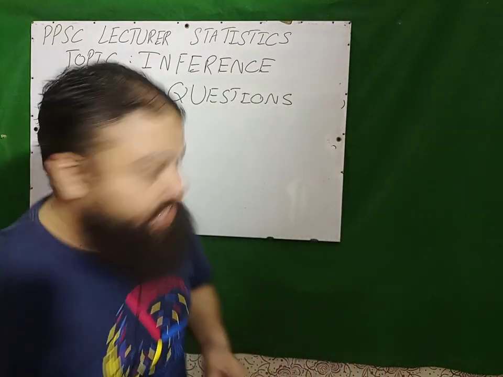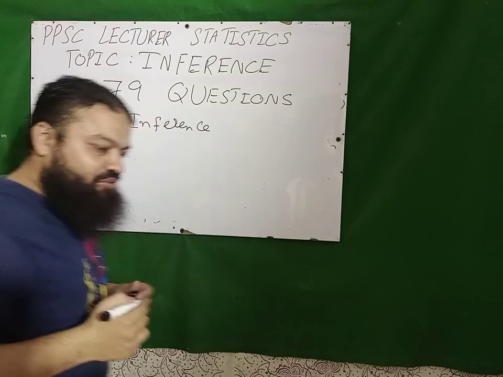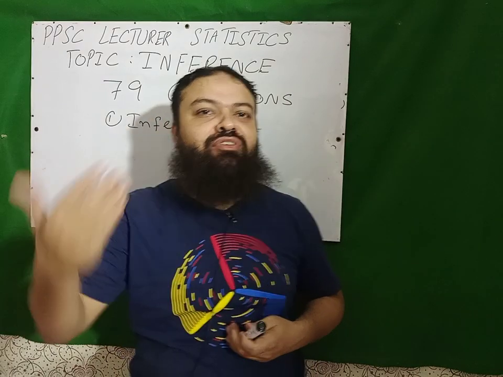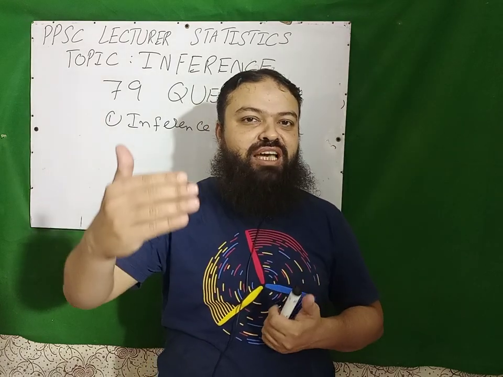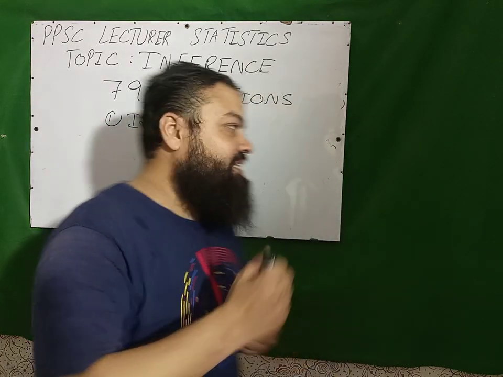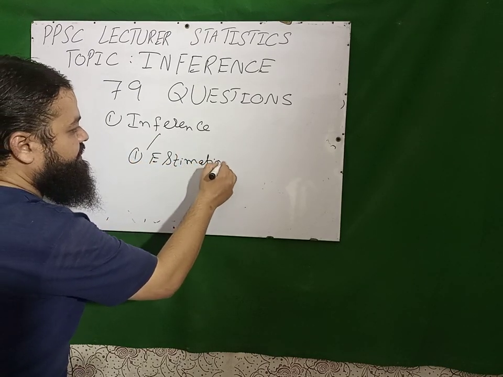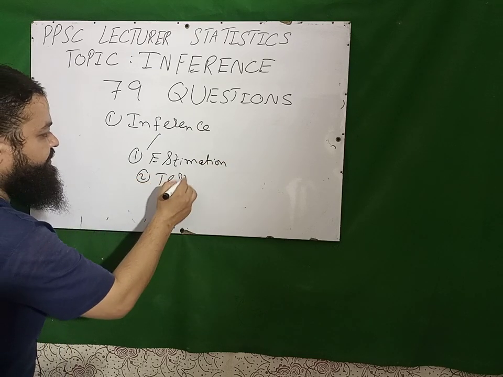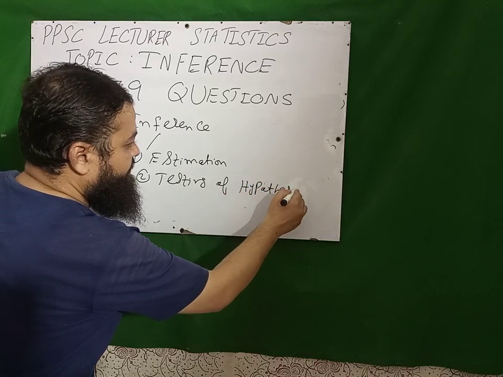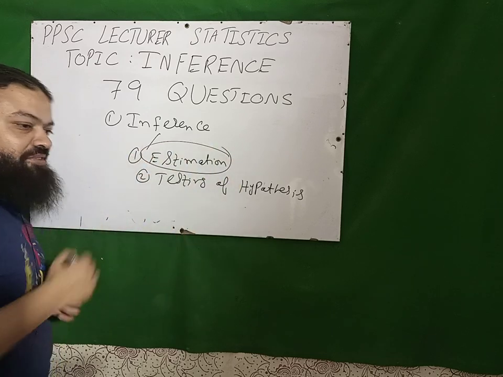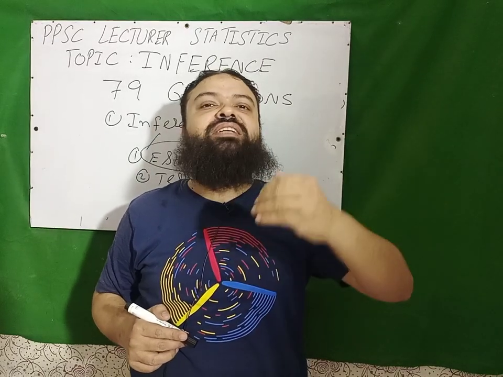Number one, I will have to tell you important concepts. What is inference? Actually, it is a procedure of drawing conclusions about the unknown population parameter with the help of the information contained in the sample. It has two parts. Number one is estimation, and number two is testing of hypothesis. The word estimation is telling you something.